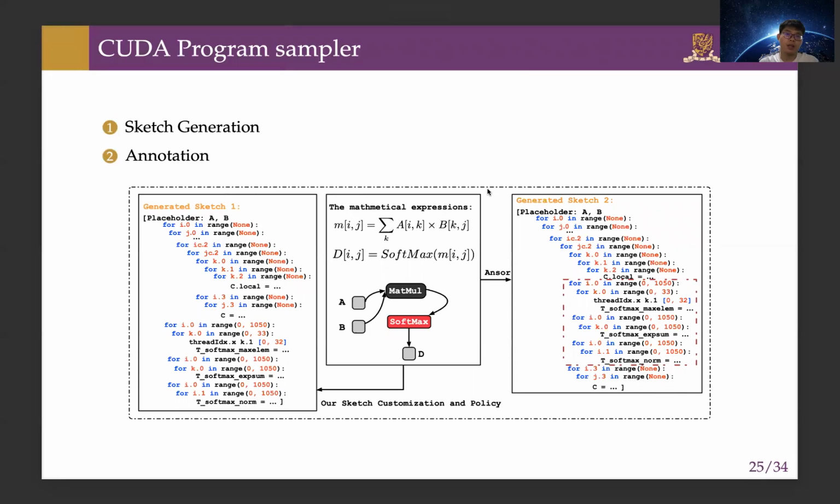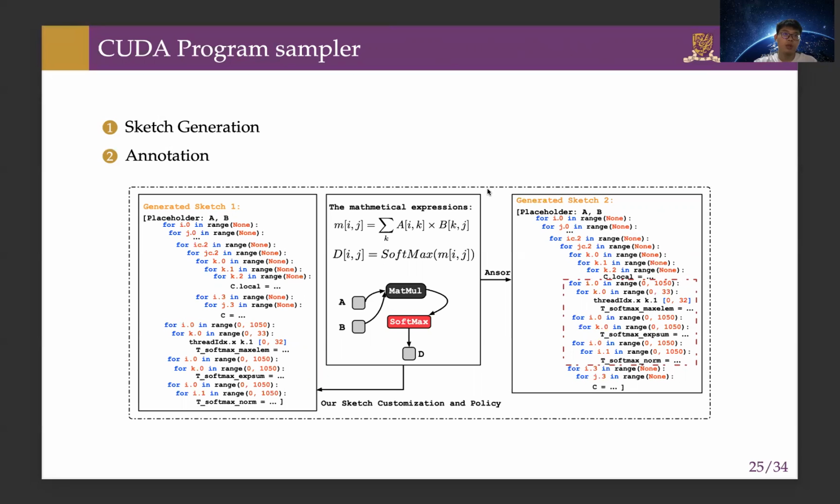We can find that it is composed of 2 important functions. The first function is sketch generation, and the second function is annotation. The below figure is an example of batch matrix multiplication and softmax operator fusion. Sketch generation constructs the sketch structures for each operator, and the annotation is assigned random values for each position.